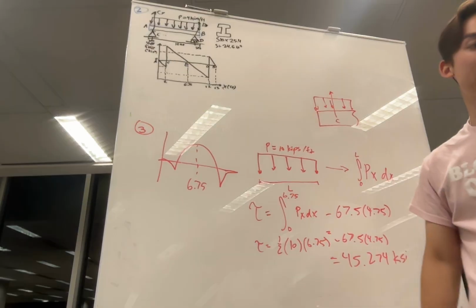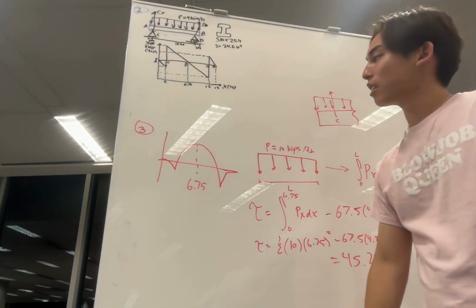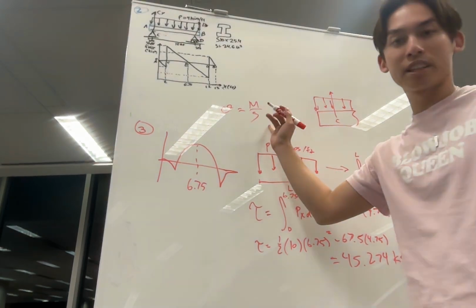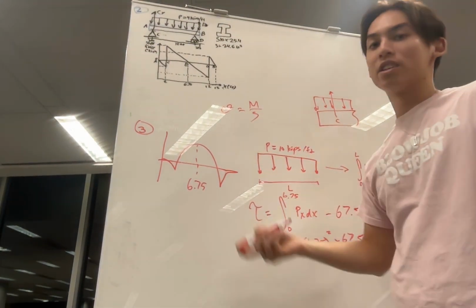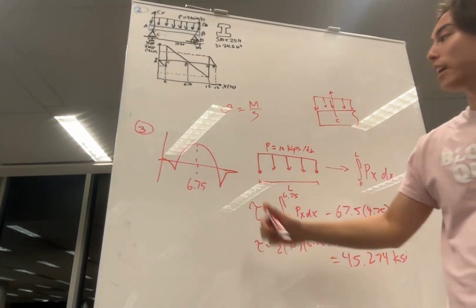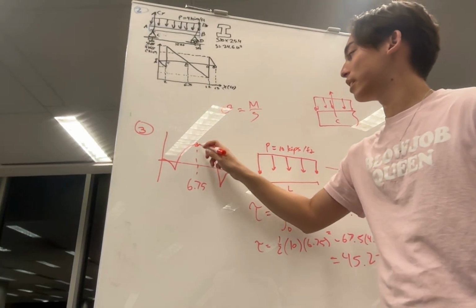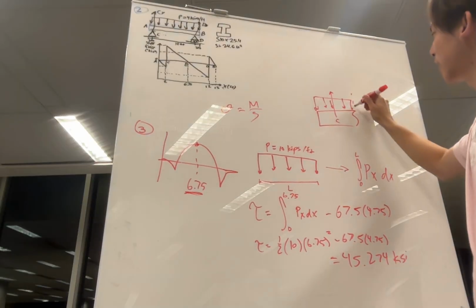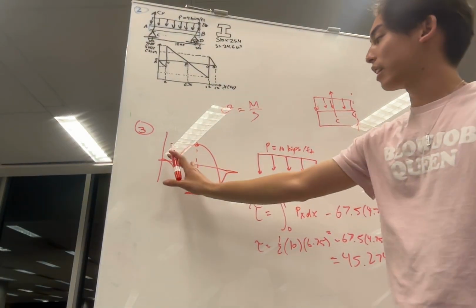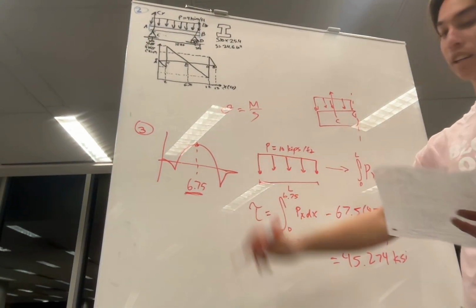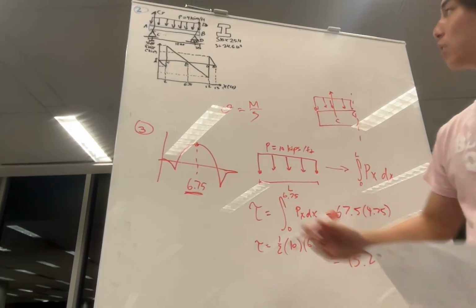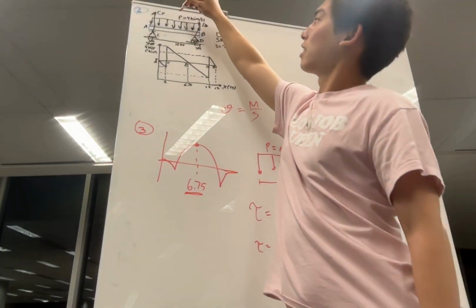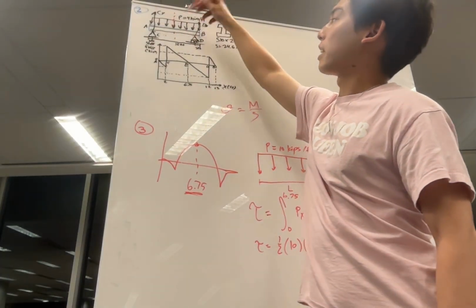And then it asks for the maximum normal stress. Our normal stress is M over S, and it actually gives us S. So the only thing we need to do is find M. We know that the maximum M here is at 6.75. If we cut it there at that moment, you can either take left or right. I just chose to take the left side. So they'd both give you the same answer? Yeah, they should. At 6.75, I'll just make a cut here.